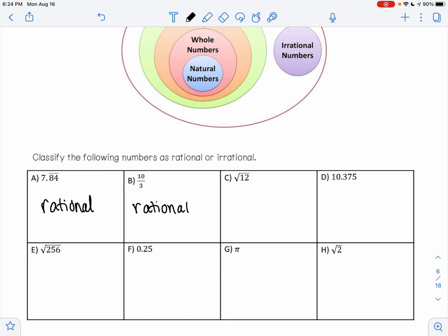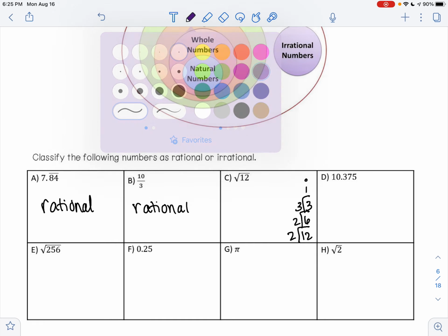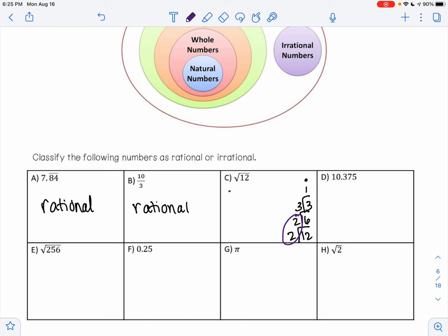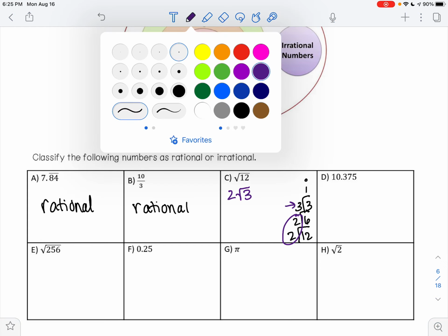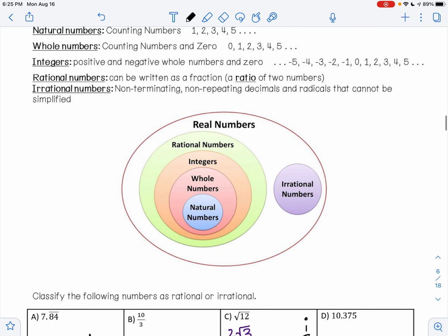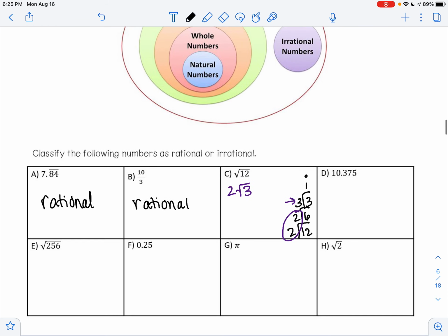The square root of 12. Well, 12 is not a perfect square. And if I try to do birthday cake with 12, let's see what happens. I have a pair of 2s that can leave the square root symbol. And 3 doesn't have a pair, so 3 stays inside. That's as simplified as that's going to get. I still have a square root as a part of my answer. So because I have a radical that cannot be simplified, because I cannot simplify the square root of 3, that would make this number irrational.